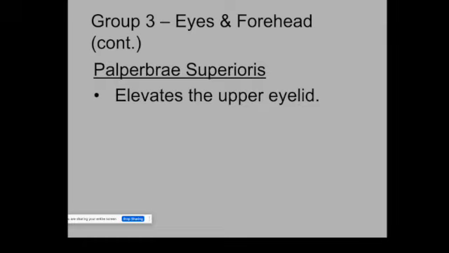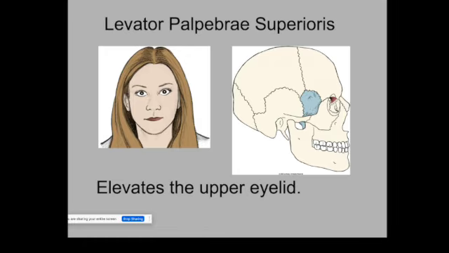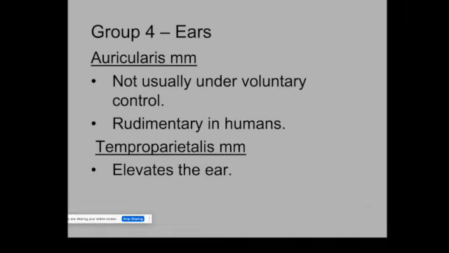And we have the levator palpebrae superioris, elevates the upper eyelid. It's like that, right? Opening eyes, showing astonishment, elevates the upper eyelid. Levator palpebrae superioris. And now we have group 4, the ears.